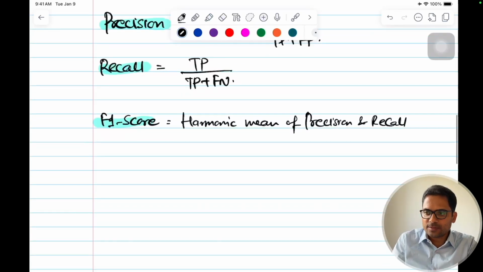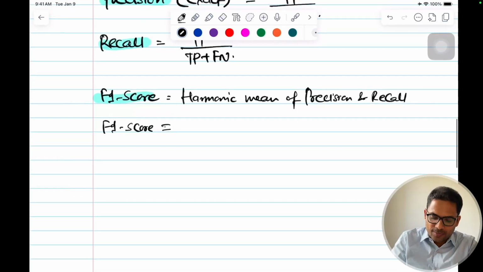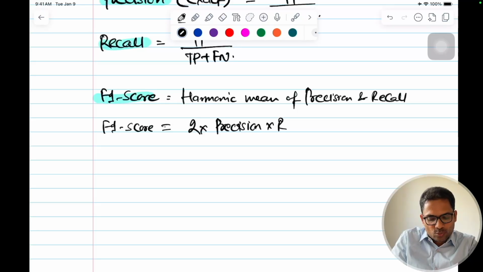So what will be the formula? F1 score is another score to measure the metrics. It just uses precision and recall, so there's nothing new. It's just a harmonic mean of precision and recall. The formula will be 2 into precision into recall divided by precision plus recall.